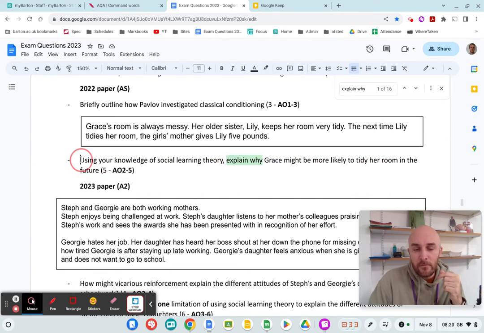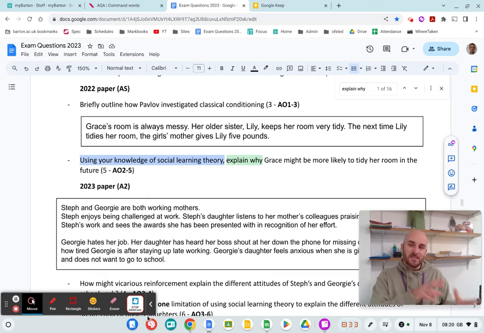The only way you can revise this is by actually knowing what the theory is. You then explaining it is quite a complex skill. So explain why and explain how have specifically been pointed out by AQA to say that students are awful at doing this. Students are really, really quite bad.